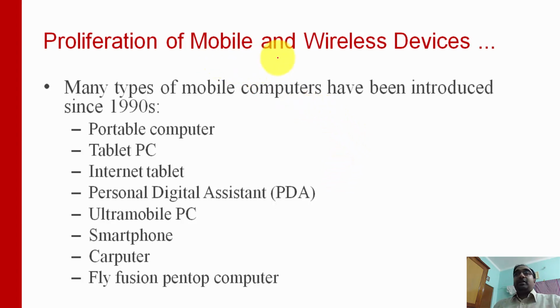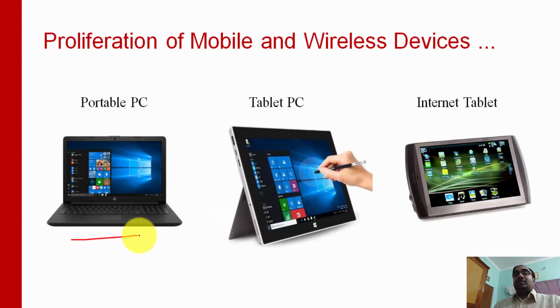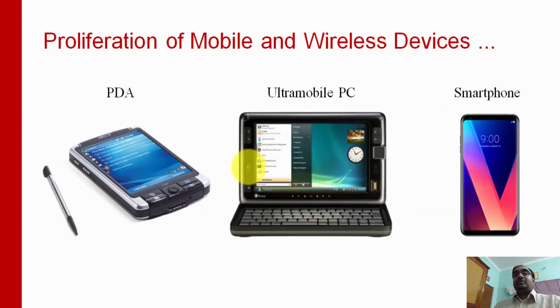And there are many mobile and wireless devices which were developed and introduced since 1990. So some of them are listed here. We have portable computers, tablet PCs, internet tablets, PDAs, personal digital assistants, ultra mobile PCs, smartphones, and finally fly fusion desktop computers. So let's see some images of these things. We have laptops which are called portable PCs, and then we have tablet PCs like your Microsoft Surface laptops, and we have a reduced miniature version of the tablet PC called internet tablets. So they are small in size when compared to tablet PCs. And then we have PDAs, personal digital assistants, typically used for taking notes and making appointments.